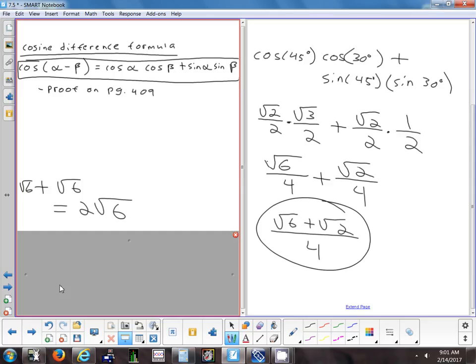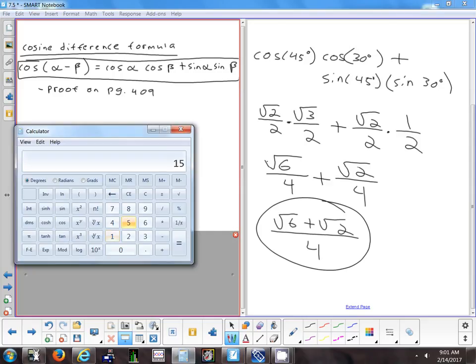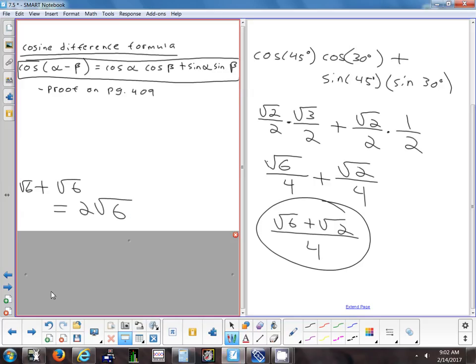Okay, so let's check and see if our answer works. So that's the cosine of 15. Let's see if that comes out to the same thing, 0.9659. Okay, take the square root of 6 plus the square root of 2 and divide by 4, 0.9659. So by using that formula, you can figure out any angle that's a multiple of 15 by writing it in terms of 45s and 30s.